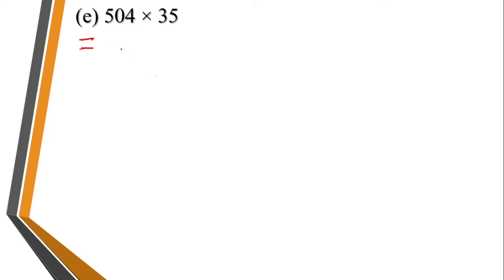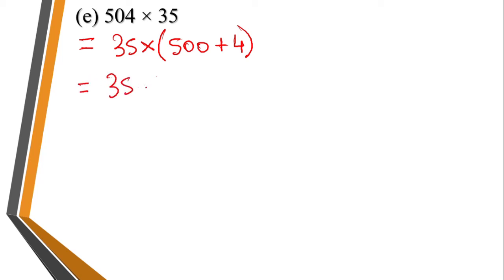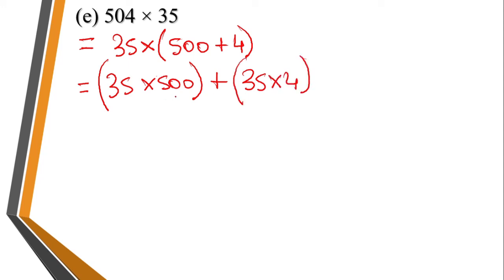Now first we have 5, not 4. So first we have 35. So 35 will be outside the brackets, right? So we will write it on this side into 500 plus 4. Right. Now what does it mean? It means 35 into 500 in the brackets plus 35 into 4 again in the brackets. Now here we should do both the products and then add them.